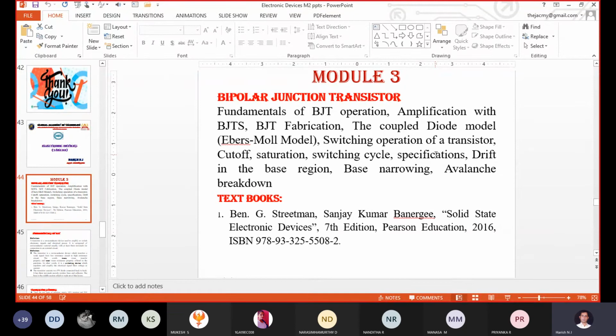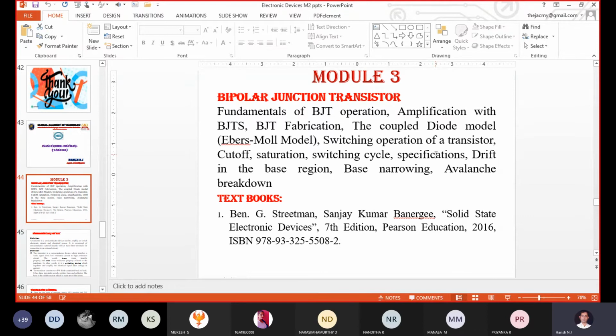The avalanche breakdown concept we have already studied. I hope you are aware of the punch through effect. In the last topic itself we discussed that word, punch through effect. So once again the same concept we are going to discuss under the base narrowing concept. So this is all about your third module.